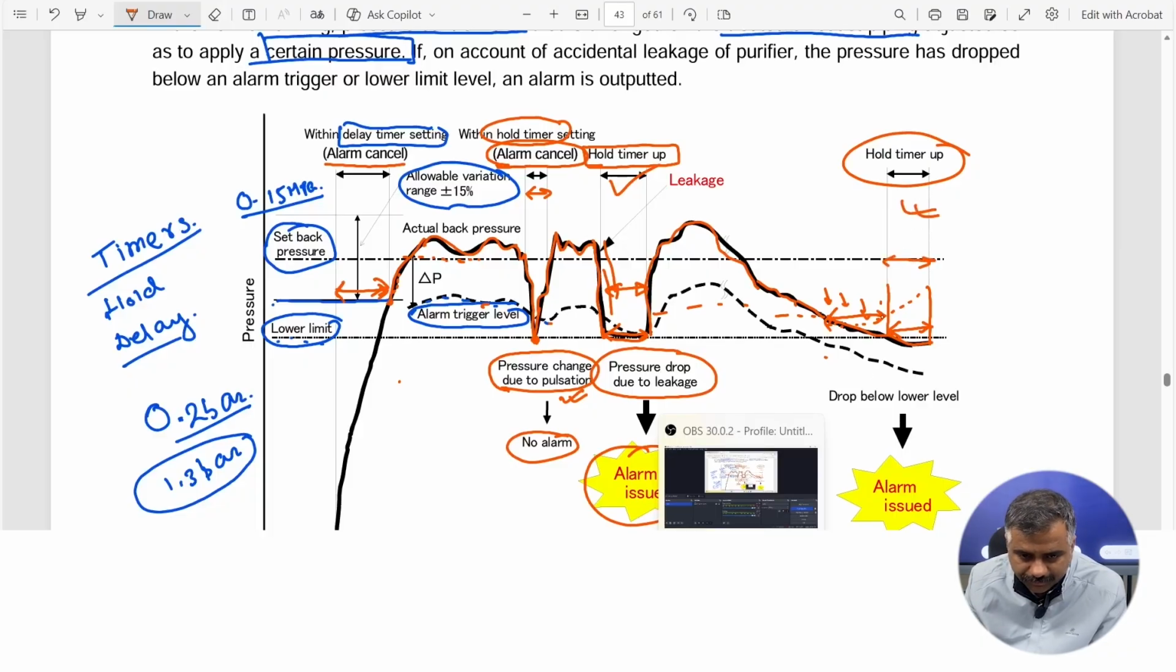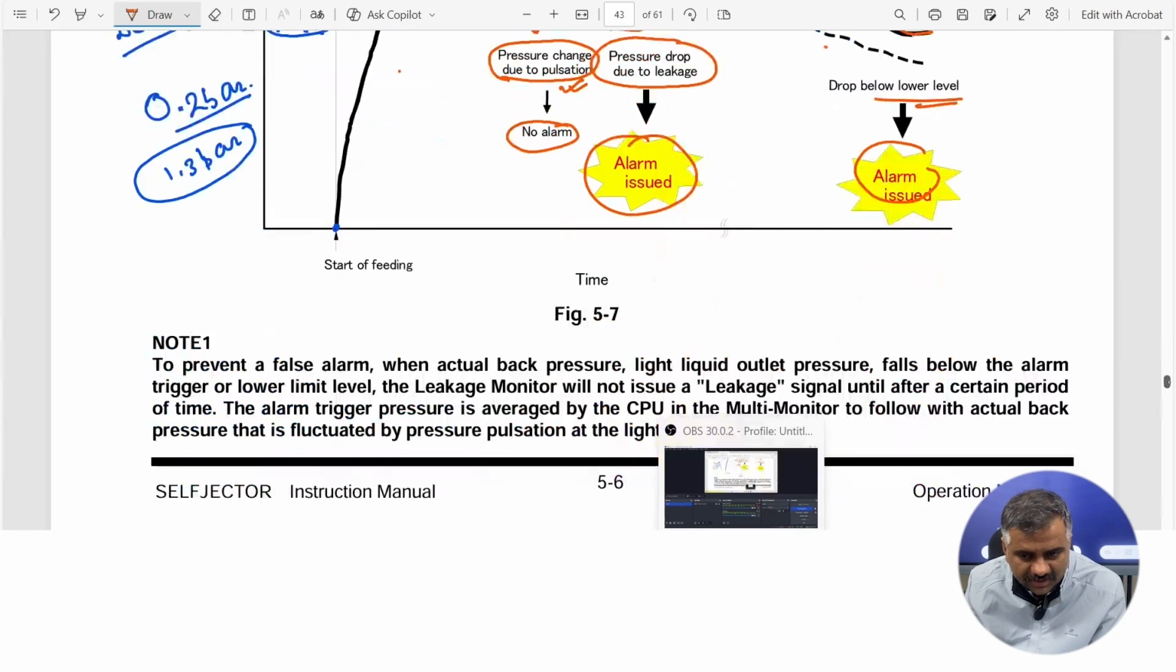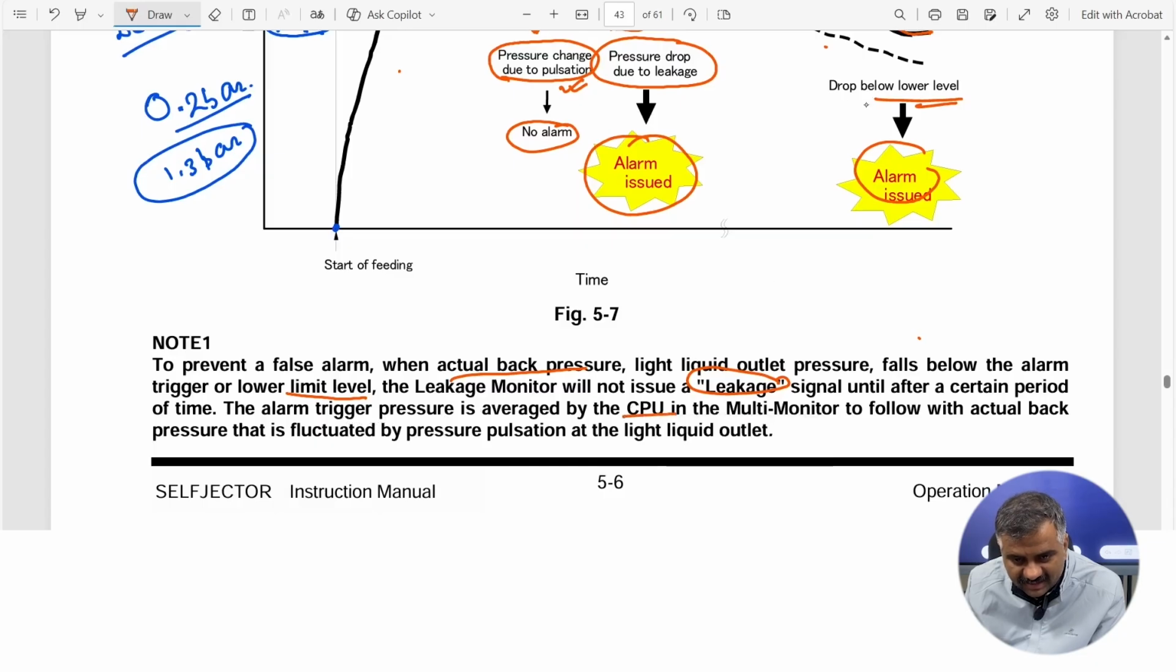So there are two timers to prevent any false alarm. When the actual back pressure or the load level falls below the alarm level or the lower limit level, the leakage monitor will not issue a leakage signal until a certain period of time. This is averaged by the CPU. The CPU in the multi monitor will average the amount of pressure drop, whether it is a sudden drop. If it is a sudden drop, the alarm will be issued instantly as soon as the hold timer time is activated.